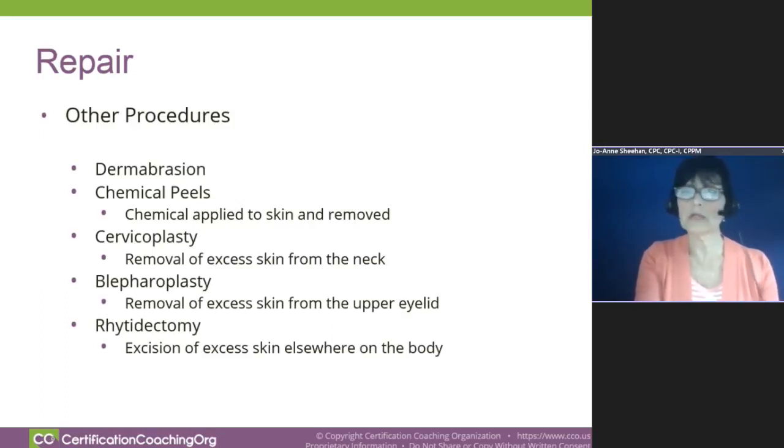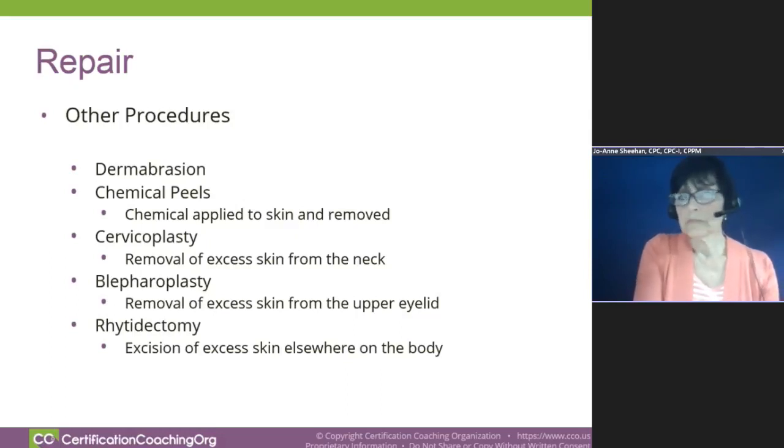If you don't remember that the word ectomy is excision or plasty is repair, then go to the front of your CPT manual, and those suffixes are actually in the front of your book, and they're listed so that will help you remember what they are. They may not pay for a blepharoplasty, but if the condition is bad enough that it's affecting someone's vision, then it would be paid.